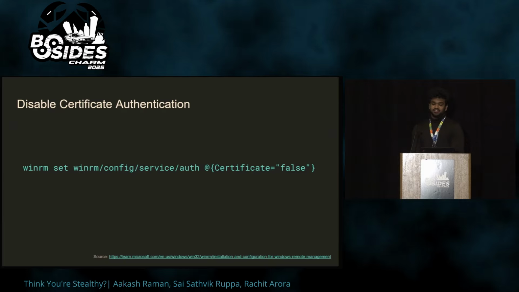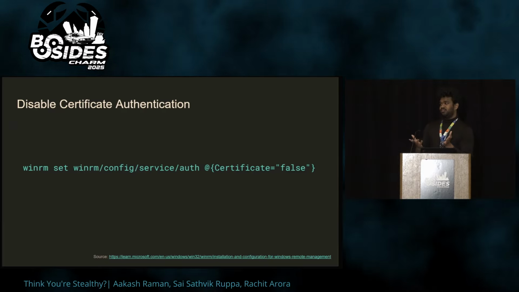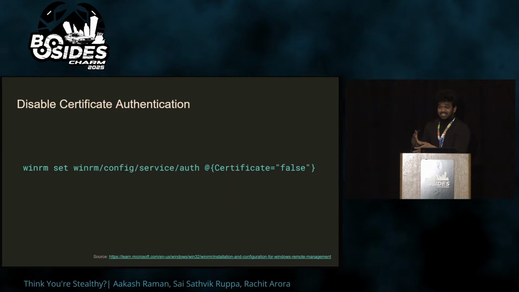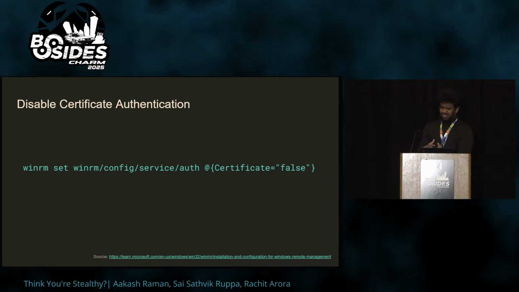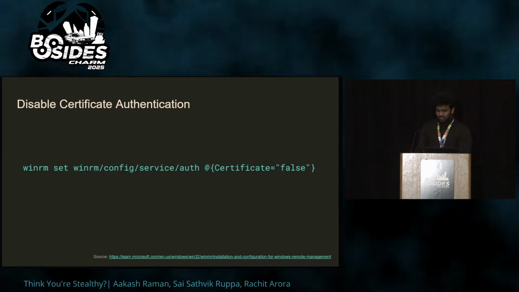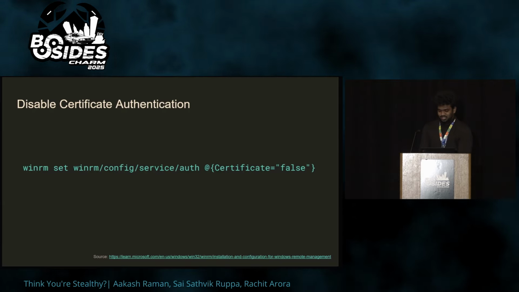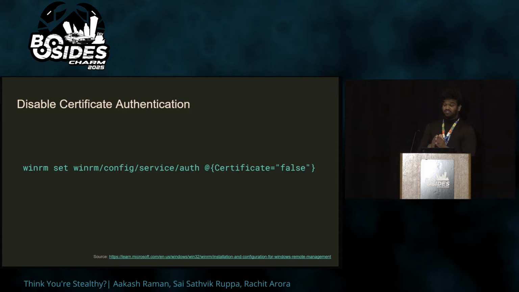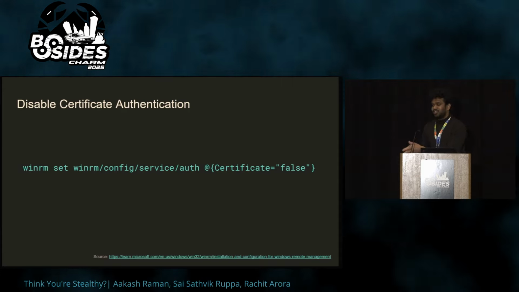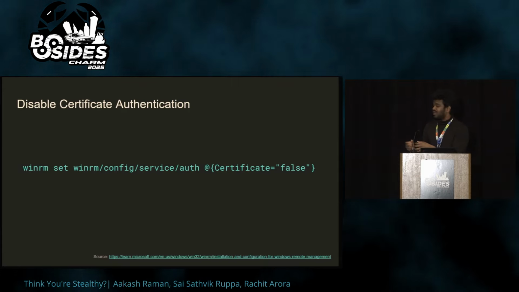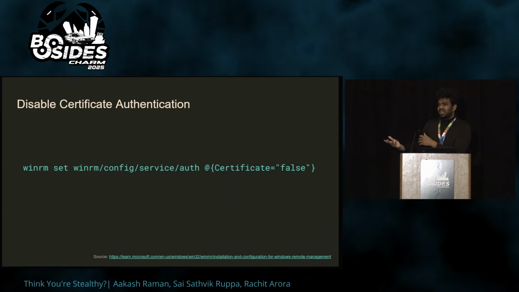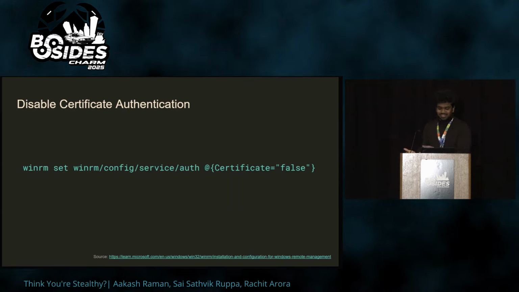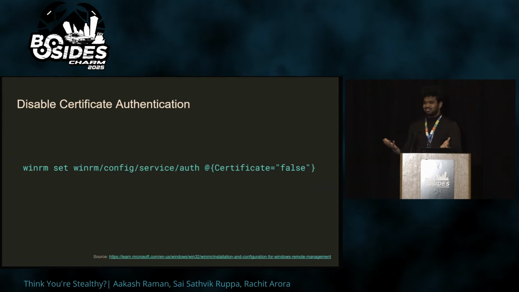Also, if you're using WinRM over HTTPS on port 5986, certificate authentication is on by default, so try to disable that if you still want to use it. Another key point is that WinRM uses NTLM or Kerberos authentication, which you can't disable in the settings, and it depends completely on that. And if you don't want to use WinRM, just stop it. Don't use it.